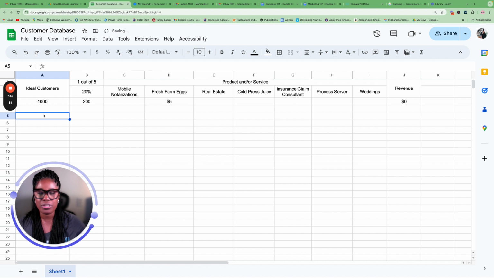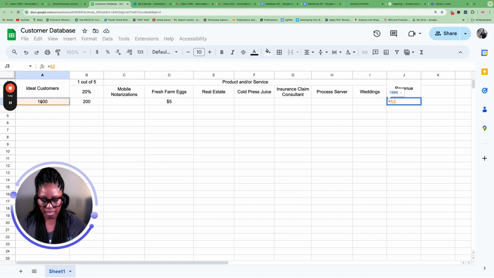So now this person that's selling these farm fresh eggs has got 1,000 ideal customers on their list. Their eggs are $5 a dozen. So let's see what revenue they will be able to generate. Clearly that's $5,000, okay? Now, instead of looking at eggs sitting around, they've generated $5,000 in revenue from their farm fresh eggs. Same thing could be said for real estate. Same thing if you're selling cold pressed juice.